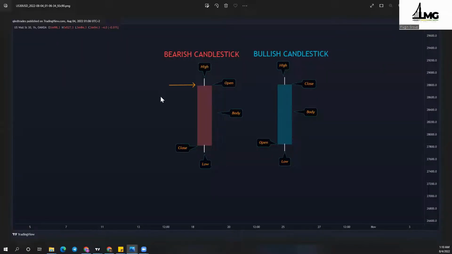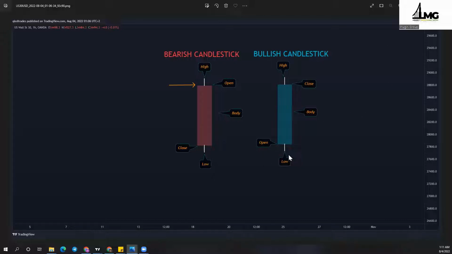So on a candlestick, we've got 5 parts. We get the high, the low, the open, the body, and the close. The high is the highest point the candle went to, the low is the lowest point the candle went to, the close is the point at which the candlestick completes and closes, while the open is the point at which the candlestick started.